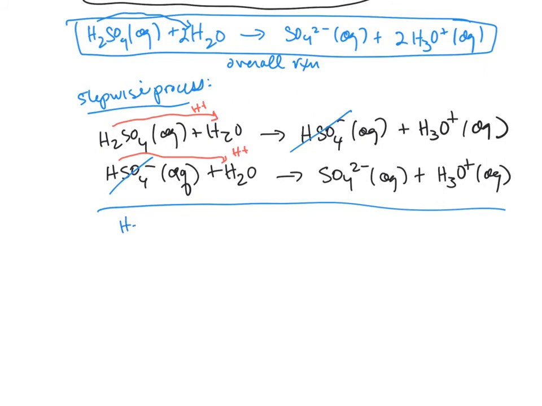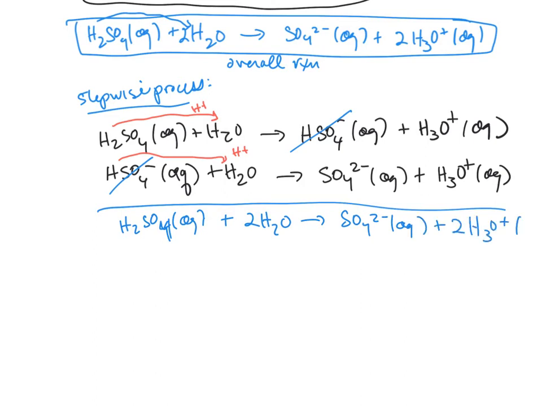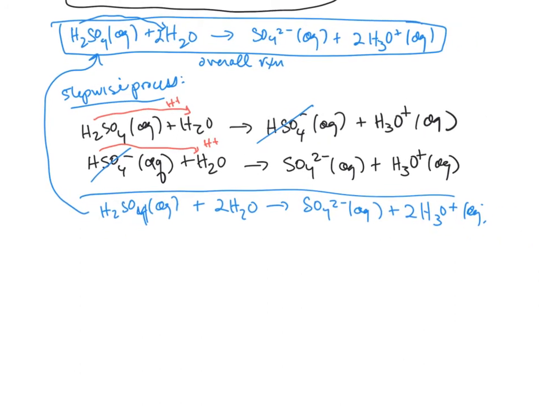So add them up. You're going to have H2SO4 plus 2 waters form sulfate plus 2 hydronium ions. And that's what I already had given you up here. So when you add up the 2 steps in this mechanism, you get the overall process there.